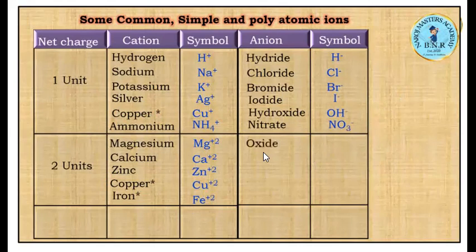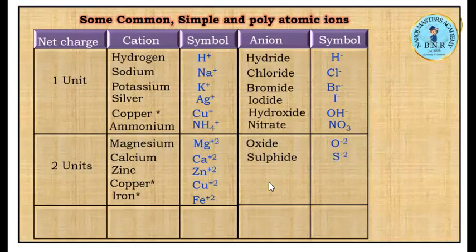Okay. Oxide, these are anions. Not OH minus, it is O2 minus. Why? Because only oxygen is there, OH is not there. OH means hydroxide will come. Oxide, O2 minus or minus 2. Why? Because valency of oxygen is 2. Sulfide. Sulfide is S minus 2.